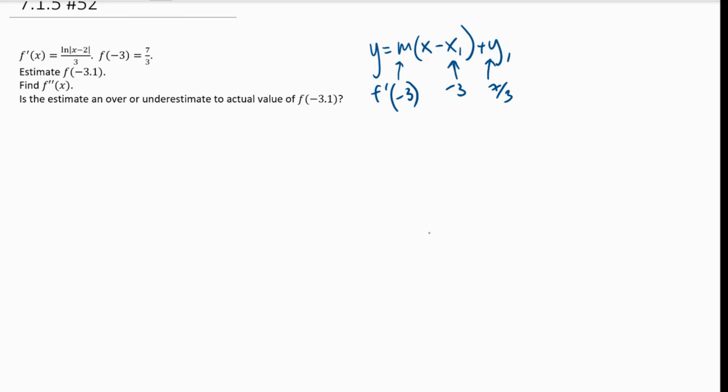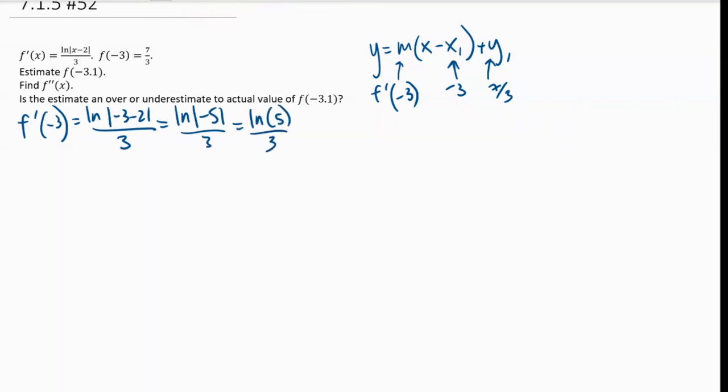So we're going to use our f prime, and we're going to plug in -3 and see what happens. So that's ln of the absolute value of -5 divided by 3, which is ln of 5 divided by 3. And I'm just going to leave that for now. So then my equation of the tangent line will be y equals ln of 5/3. That's my slope. Times (x plus 3), minus -3, so plus 3, plus 7/3.